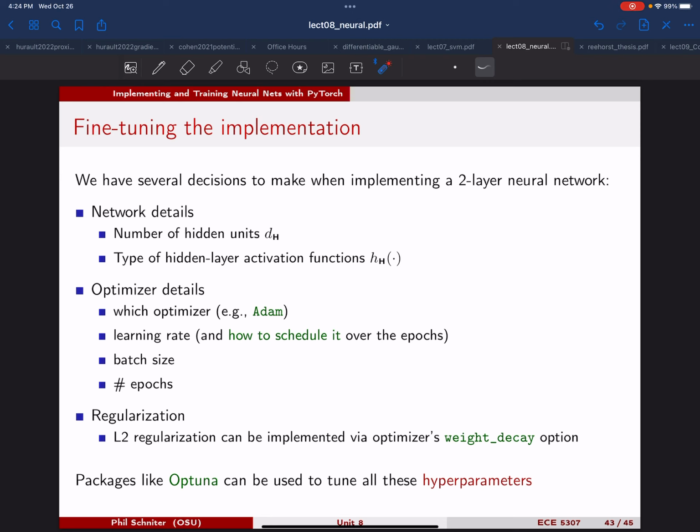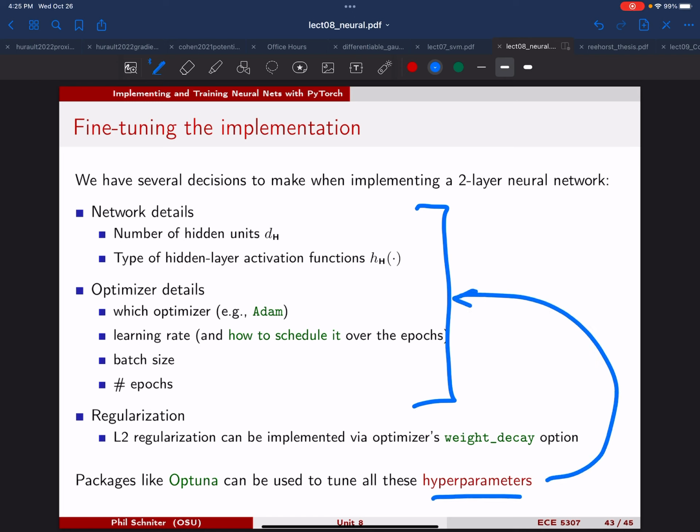And so, one approach is to play with things by hand, try to get a sense of how these different things are affecting your performance. Another thing you can do is if you have a lot of compute power or a lot of patience, you can use what they call a hyperparameter optimization package. A popular one right now is called Optuna. All these things here, these are all called hyperparameters.